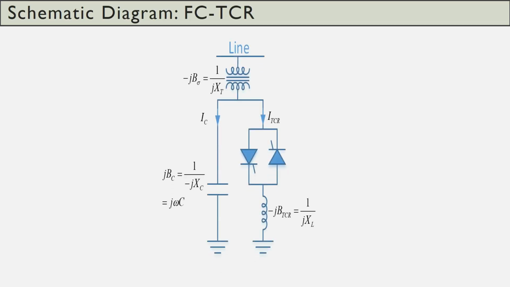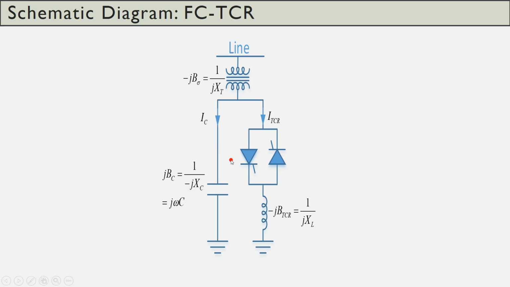So this is the generalized schematic diagram of FCTCR scheme. Here we have a transmission line. On this side it is connected to the sending end. On this side it is connected to the receiving end. On the receiving end there is a load. Suppose the load has both active and reactive power.